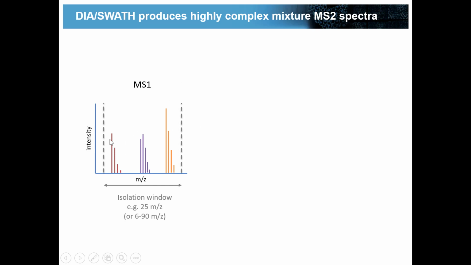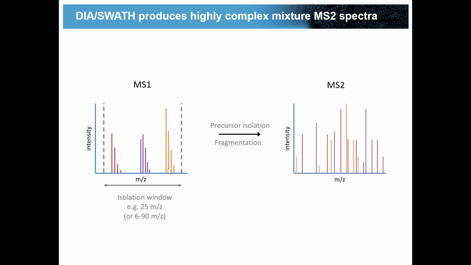This is an MS1 spectrum, and if we now co-isolate these three peptides in this wide precursor isolation window and we fragment them, then what we're going to have, as I mentioned, is a very convoluted fragmentation spectrum. We have fragment ions from the red one, the purple one, and the yellow one, all mixed together in a single spectrum. And the question is, can we interpret this type of MS2 spectra using standard methods that are used for DIA?